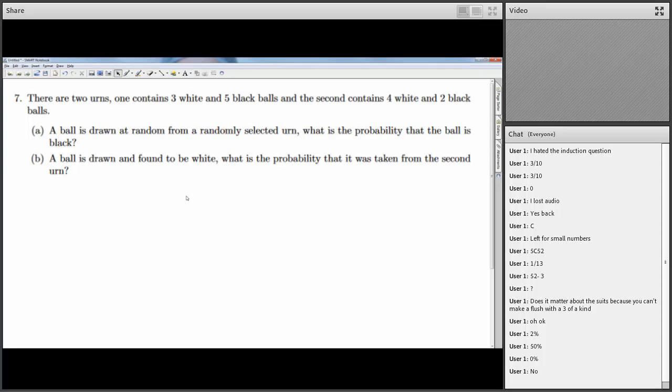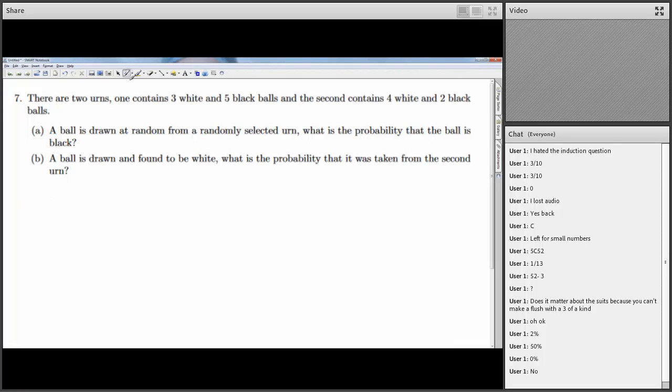So this is the last question that I want to cover. We've got two urns this time, and they both contain balls, but different numbers of balls. We pick a ball at random, just one ball. What we really do is pick an urn at random, with equal chance, and then from that urn, we pick a ball out. What's the probability that the ball is black?